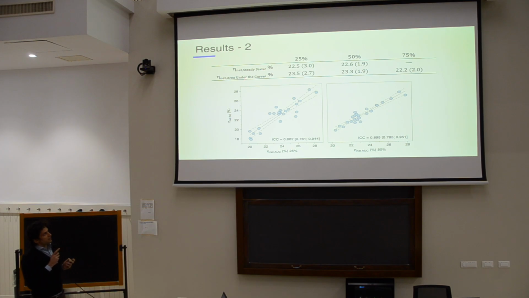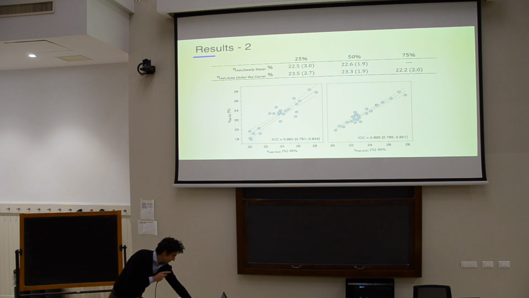Of course, there is a small increase in efficiency using the method with area under the curve, a little bit bigger, about 1%, but there is very high intra-class correlation between the two methods. So we can use it also to find the biological determinants of efficiency.